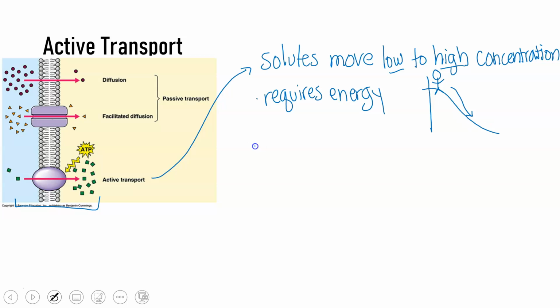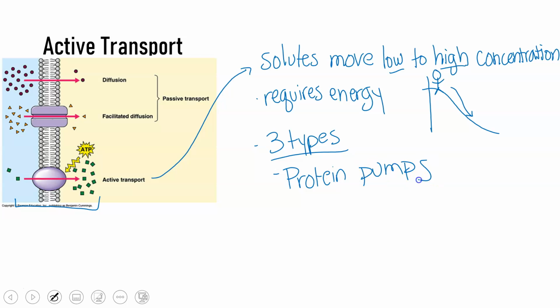There are 3 ways to do active transport. One is through protein pumps. That's what is shown in your diagram right here. Okay, there's a protein that literally pumps the molecules across the membrane, and that takes energy, okay? There's 2 other kinds. There is endocytosis and exocytosis.